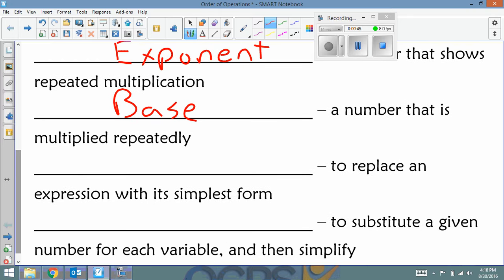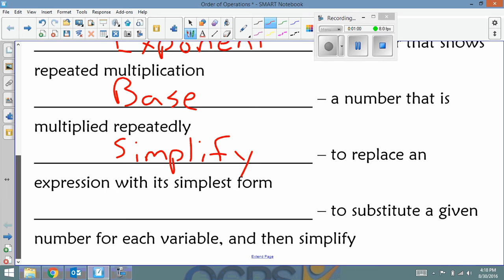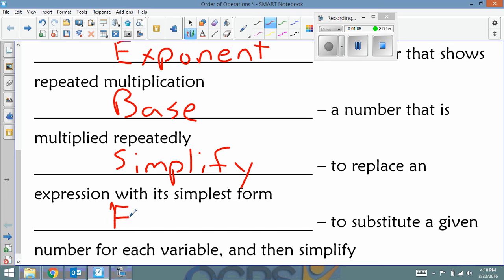When we replace an expression with its simplest form, we refer to that as simplifying. So anytime they tell us to simplify, they're telling us to get it as small as it can possibly go so that we can actually use it. And when we're substituting a given number for a variable, and then we're simplifying it, this is called evaluating, or evaluate. So that's physically taking a number, putting it in our system, and seeing what the outcome is.